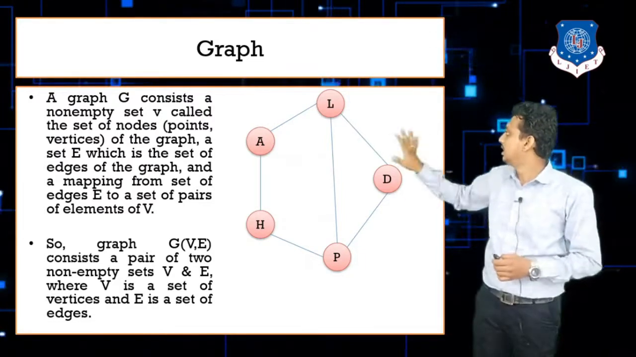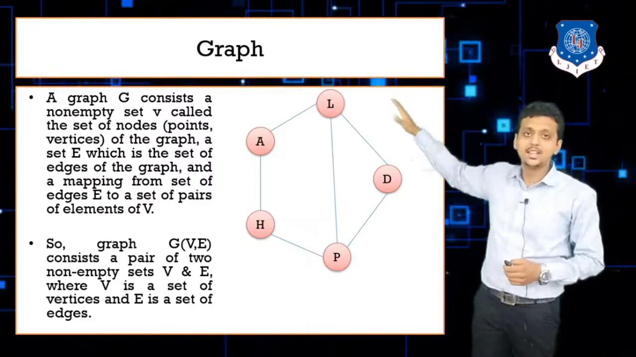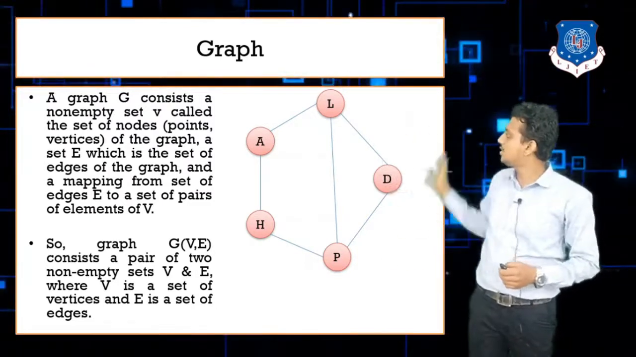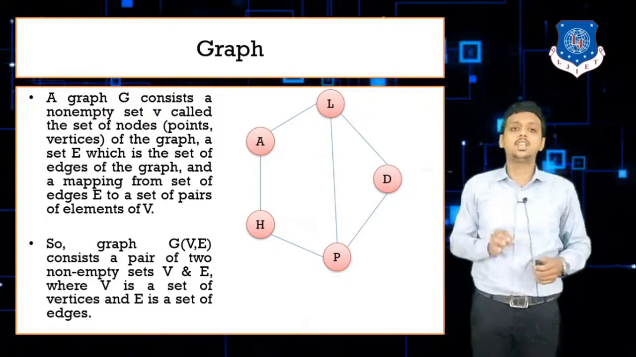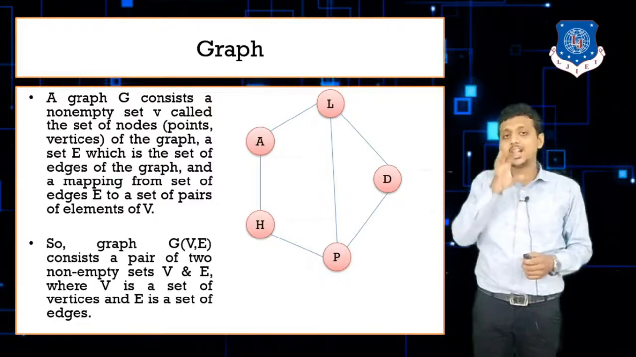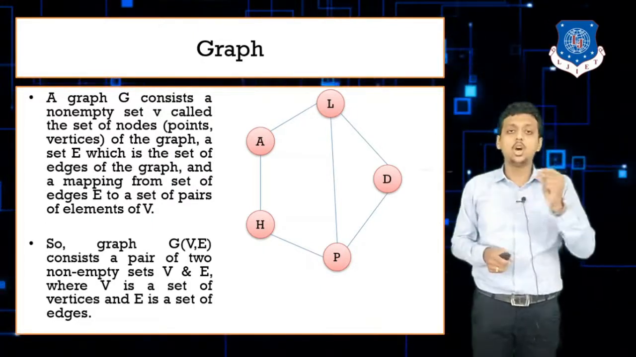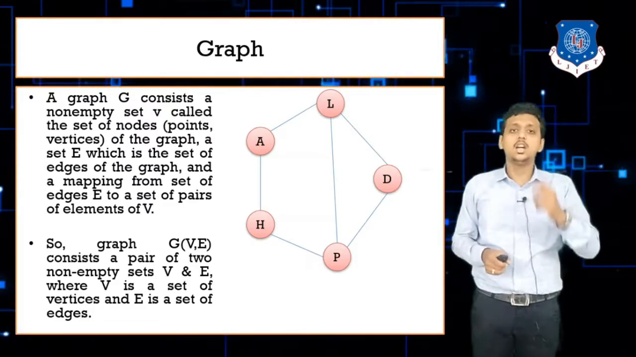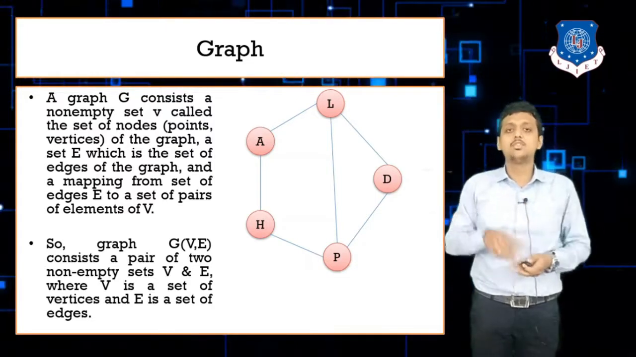Let's see. Here in this example, students, these are the nodes L, P, D, H and A. These nodes are all connected with each other. These nodes are known as vertices. So always remember that in graph data structure, the nodes are known as vertex or vertices.